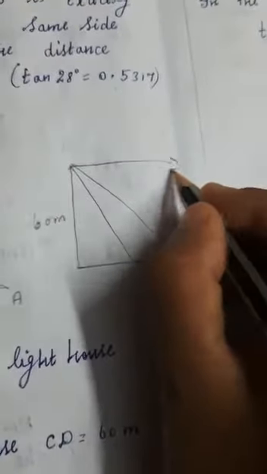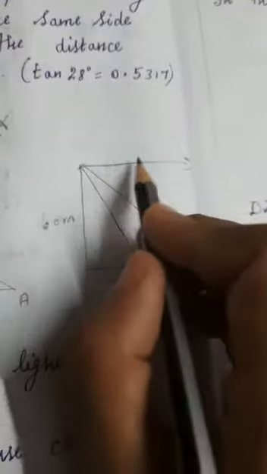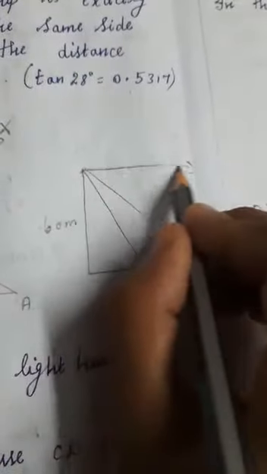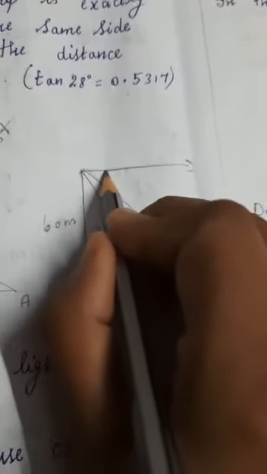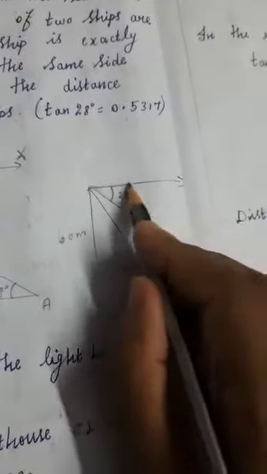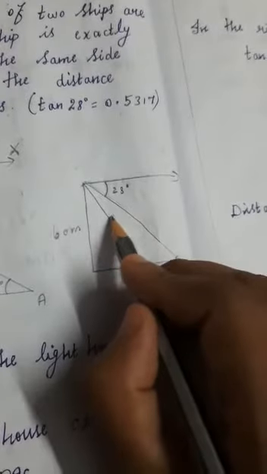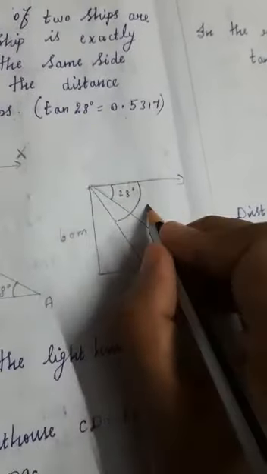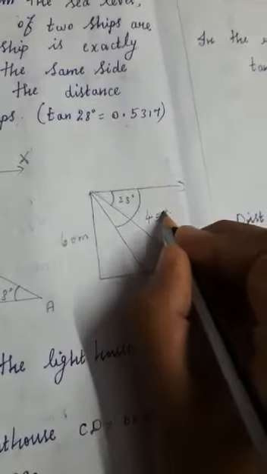When you write the angle, you may get confused, so you can easily remember: when you make the angle between the horizontal line and the line of sight, here this is the horizontal line, this is the line of sight. This small one you can write as the small angle, 28 degree. The next angle, this is the horizontal line, this is the other line of sight. So this full angle you have to write, that is the bigger angle, the next angle, 45 degree.